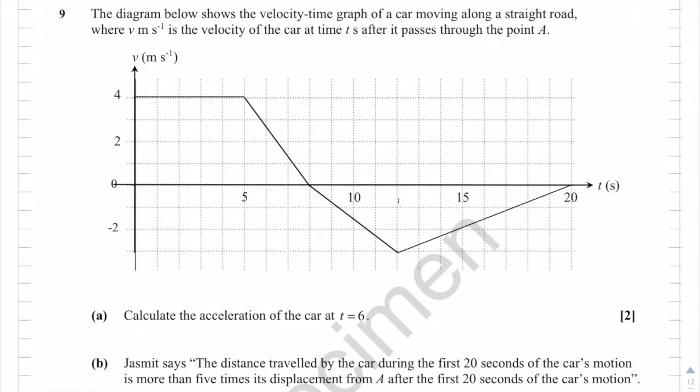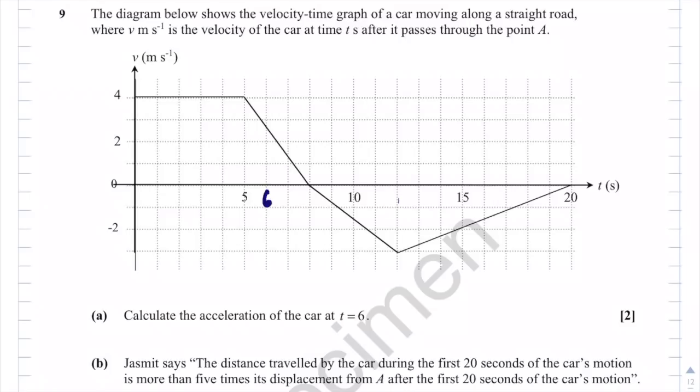Okay, so now we've reached section B, which is the second section of the paper. It's the mechanics section. Question 9 says the diagram below shows a velocity time graph of a car moving along a straight road, where v meters per second is the velocity of the car at time t seconds after it passes through the point A. Part A says calculate the acceleration of the car at t equals 6. So t equals 6 is at this point here.